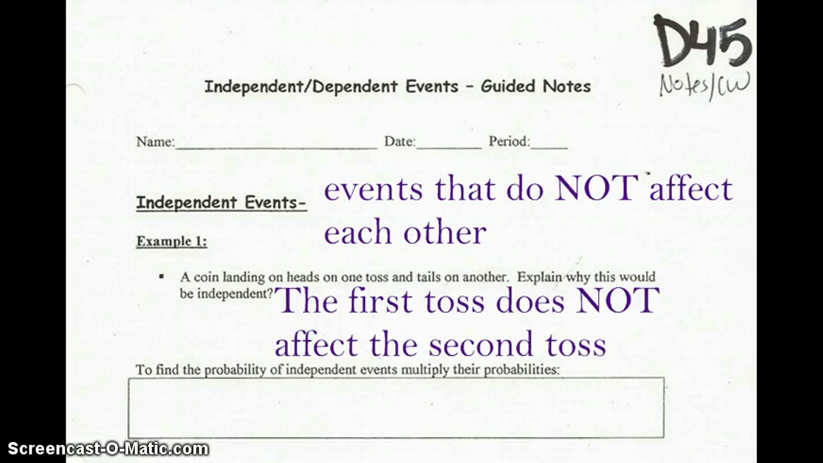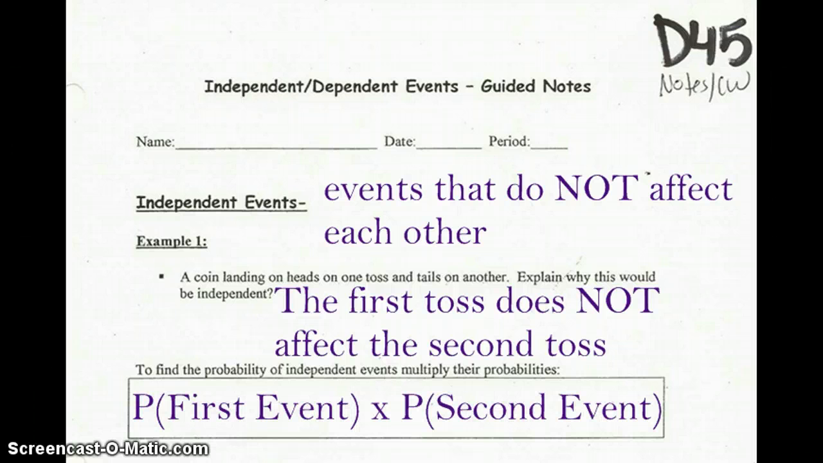To find the probability of independent events, you need to multiply their probabilities. So you would take the probability of the first event times the probability of the second event. When you see the letter P with parentheses, the P stands for probability, and whatever it says in the parentheses is what you're taking the probability of.